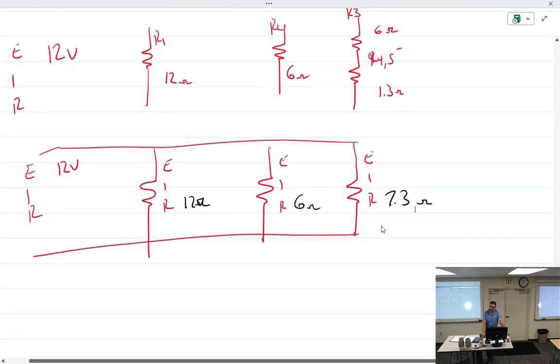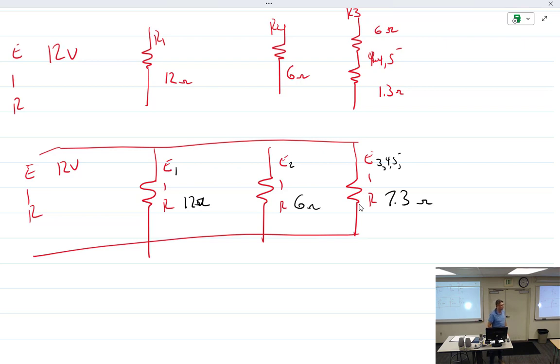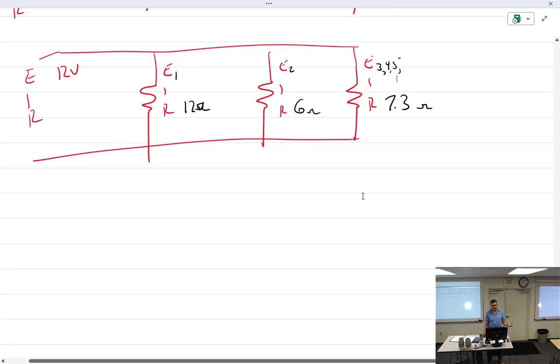So now we redraw it one more time. I've got 12 ohms, 6 ohms, and we've combined these 2 here. So really, this particular one here is R1. This is R2. This is 3, 4, and 5 combined together. So the total ohms is going to be less than 6. Okay, so now we're just looking down here at a simple parallel circuit with 3 elements.